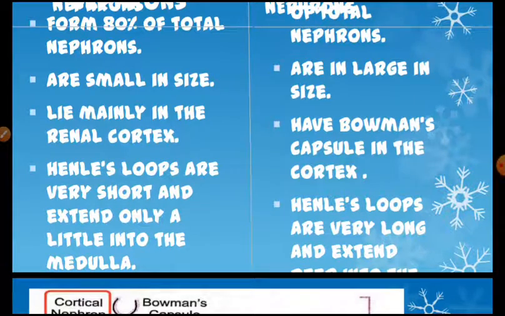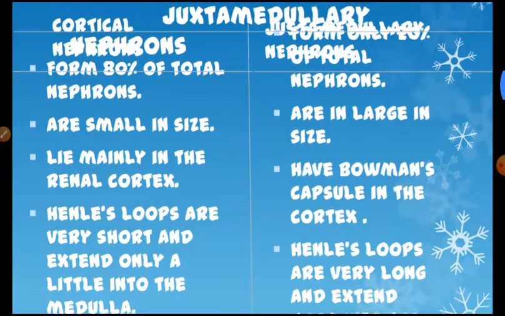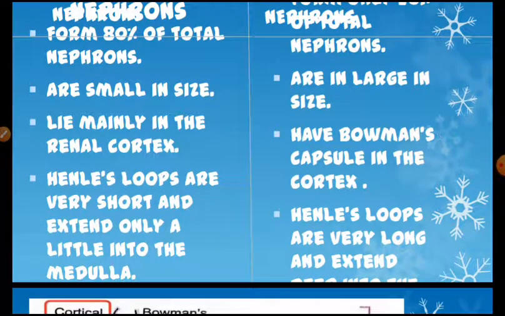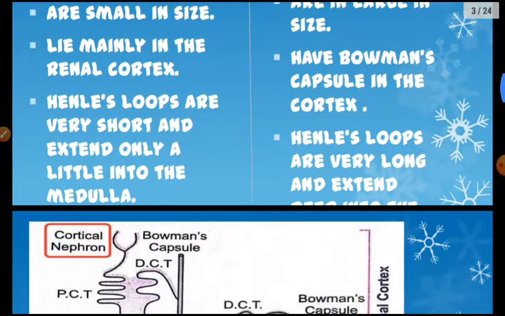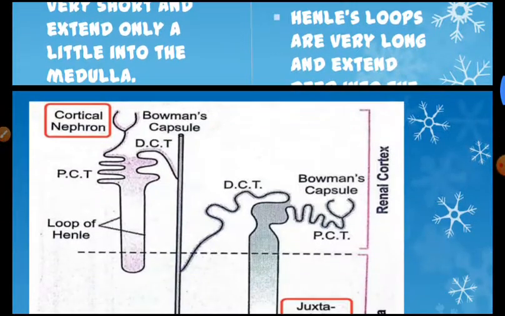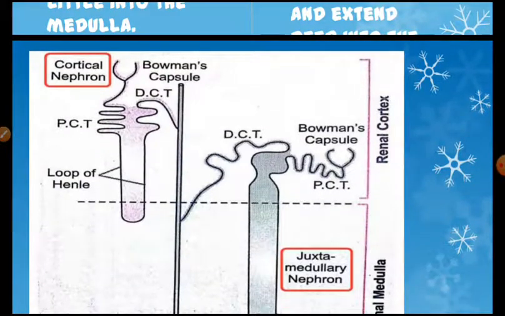And here you can see some of the differences also. Cortical nephrons are small in size, whereas juxtamedullary nephrons are large in size. Henle's loops are very short in cortical nephrons, whereas in juxtamedullary nephrons Henle's loops are very long and extending. So these are the primary differences between these two nephrons.